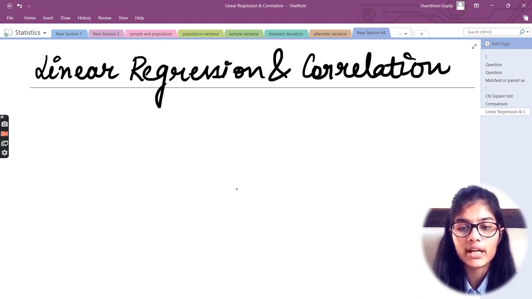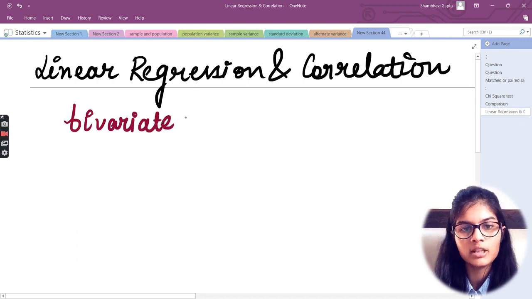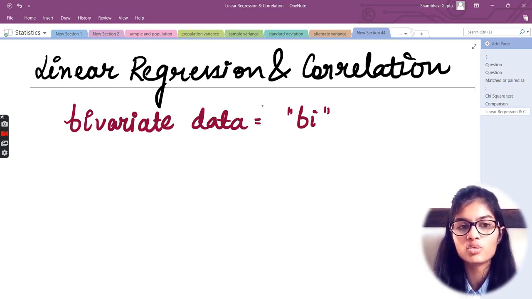The type of data which I described there was bivariate data. We often call it BI. So bivariate data, we often call it BI, that's BI for the two variables. Bi means two variables, right? So it's for two variables only.